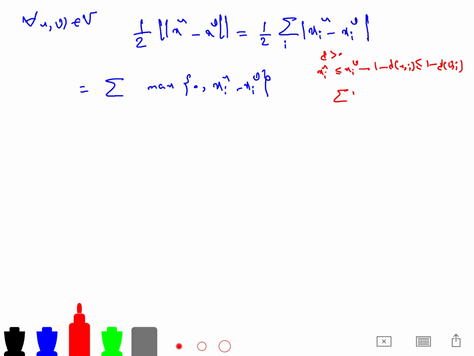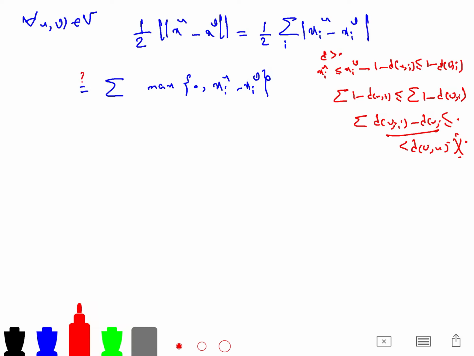Then we take the sum, and d_ui is less than d_vi, and then d_vi minus d_ui is less than 0 because this is less than d_vu, and this is a contradiction. And so that's the reason that now we have solved this, and this is equal to this. So there is no problem here.